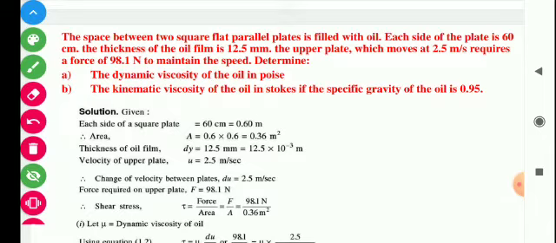The thickness is 12.5 mm, so convert it into meter. The velocity is 2.5 meter per second. The change in velocity is again 2.5 because only one plate is moving, the other plate is stationary. So du will again be equal to 2.5 meter per second. Now force is given, 98.1. Shear stress will be equal to force per unit area. So force is given and area we already calculated. Put these values in, and this will be the shear stress.